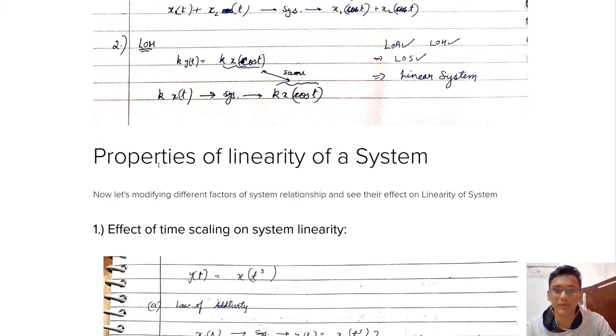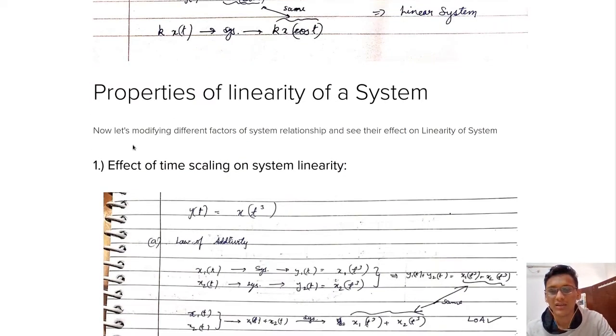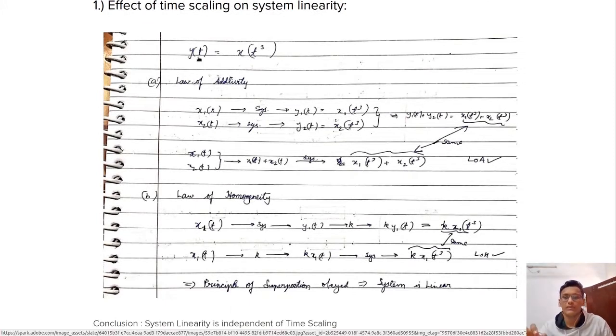Now let's discuss some properties of linearity of a system. Let's modify different factors of the system relationship and see their effect on linearity of the system. First, let's see the effect of time scaling on system linearity. Let's take an example for this. y(t) equals x(t) cube. Let's first check the law of additivity for this system.